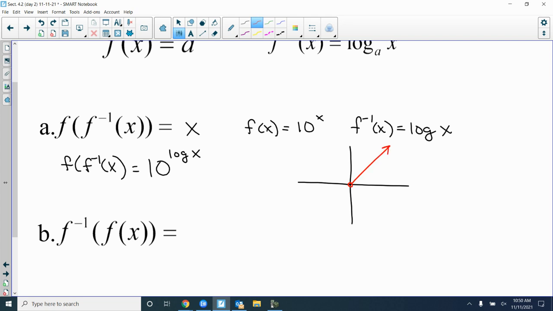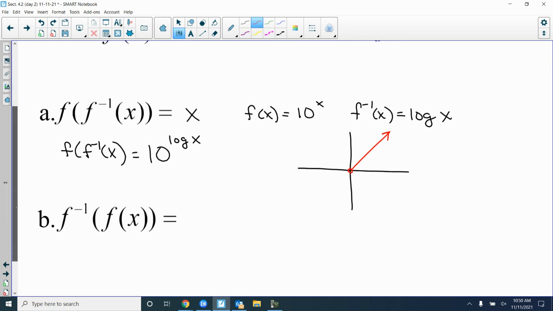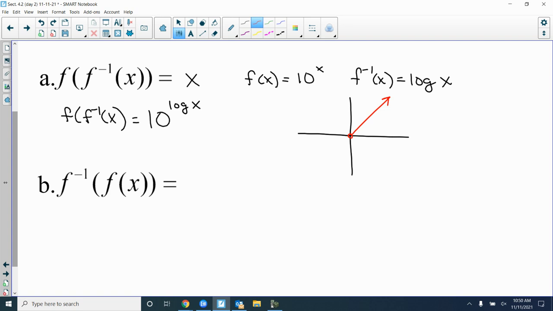Looks like that. Now, f inverse of f of x still equals what? Still equals x. Now, when you rewrite this using those two, what's that going to look like? F inverse of f of x is going to look like the log of 10 to the x, right? Matthew, is that right? Yeah. Graph that.